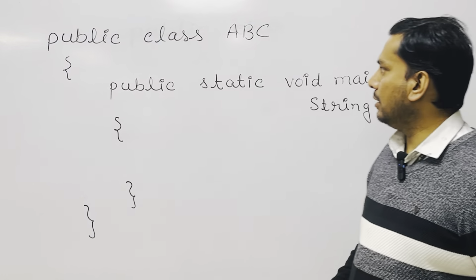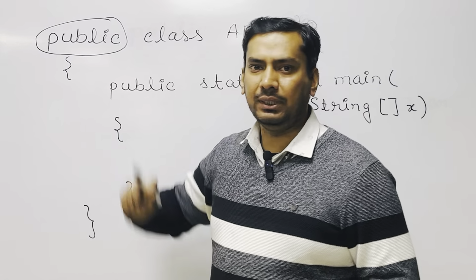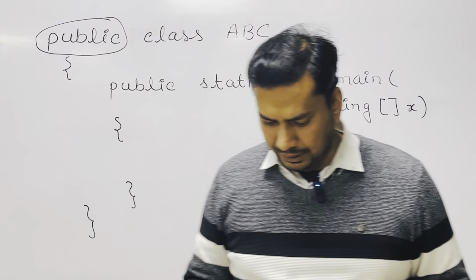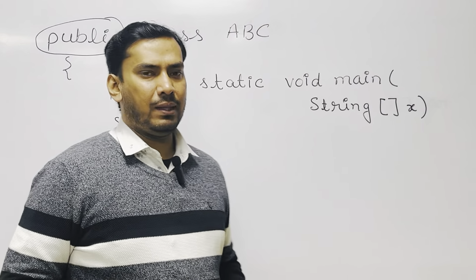So first of all, the first line is declaration of a class. Whenever you have to declare a class, there are certain things which are optional, certain things which are compulsory. So let us understand each and everything from the basics. First of all, what is this public? This public is a keyword. So first of all, we will understand what is keyword, right?